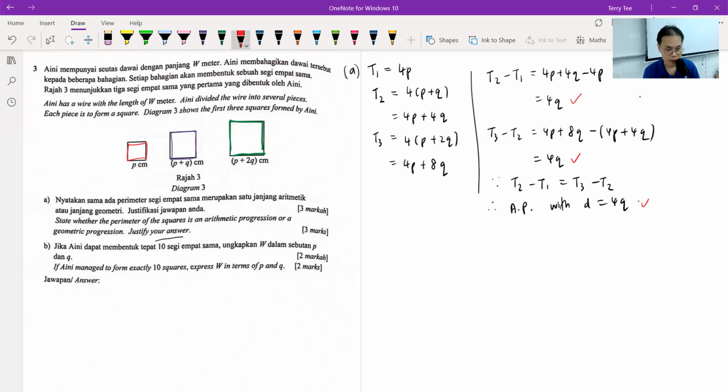All right. So the first part, I think, is quite okay and not difficult. Once you show there's AP, you don't have to show there's GP anymore. It cannot be a progression that is AP and GP at the same time. Yeah. Okay. Second one, B.